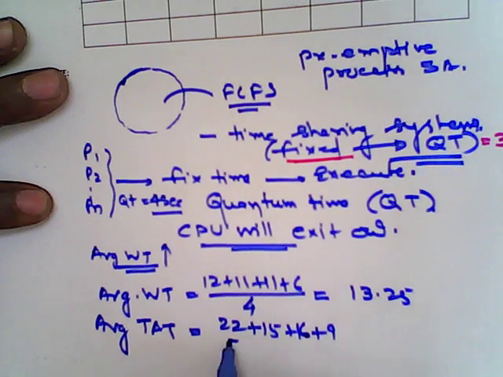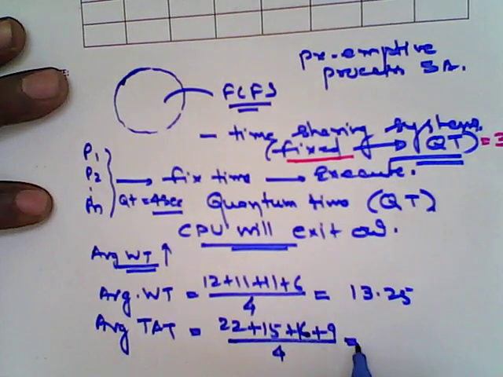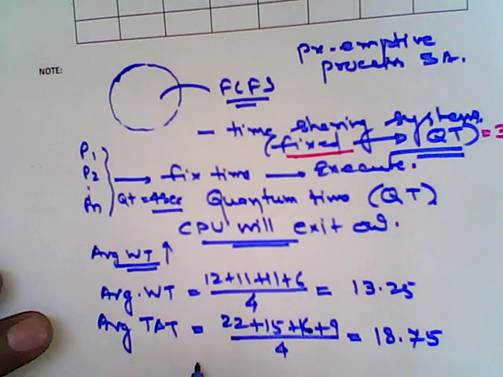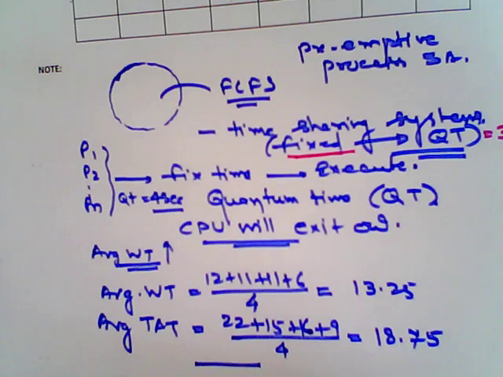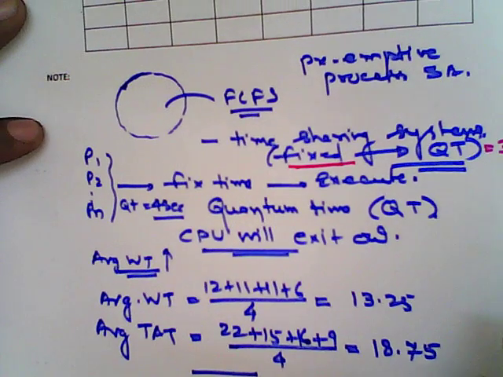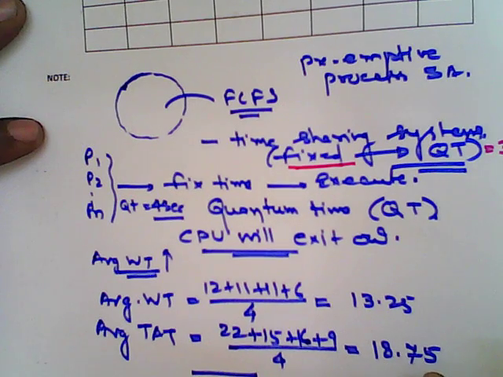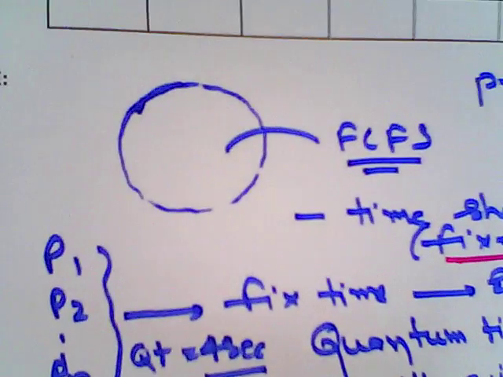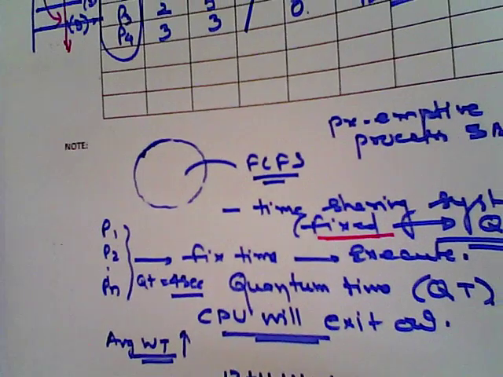So this is one of the problems related to round robin scheduling algorithms. Certain important parameters are there, which I will discuss in the subsequent round robin scheduling algorithm videos.